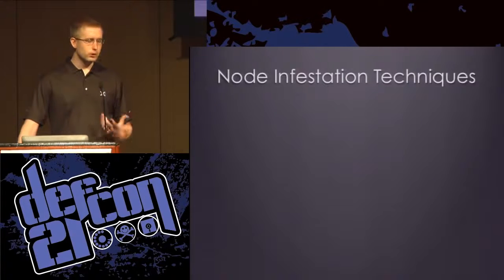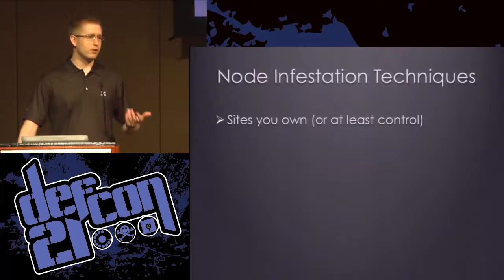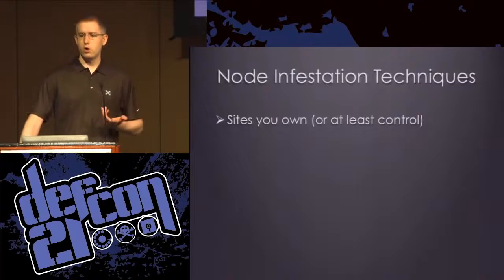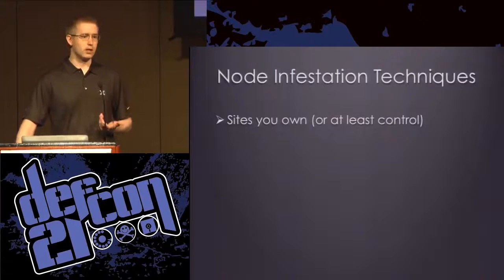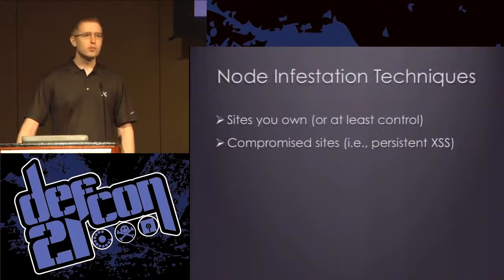The first and most obvious technique is to simply use a site that you own. If you own a site that's getting 1,000 hits every 5 minutes, then you have the capability to execute whatever code you want on 1,000 different web browsers every minute. That's a lot of power. Most sites don't do anything with that, but there's definitely the potential there. Next one is compromised sites.